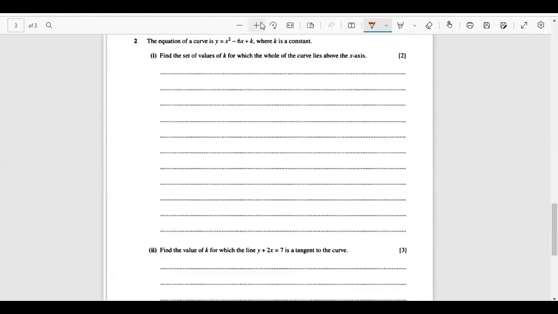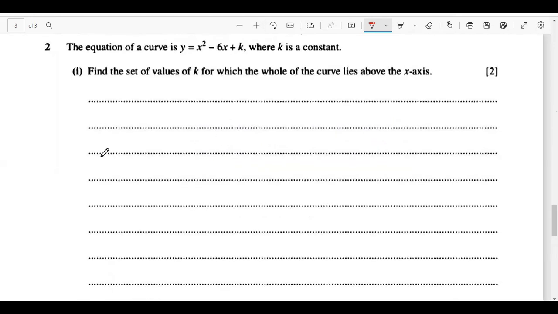Let's talk about another question. Okay. Now it's interesting. Let's see. The second question is basically this, and obviously this question is from another exam. It says the equation of a curve is y equals x squared minus 6x plus k, where k is a constant. Find the set of values of k for which the whole curve lies above the x-axis. Okay. This is your equation. You need to find the set of values of k for which the whole curve lies above the x-axis.